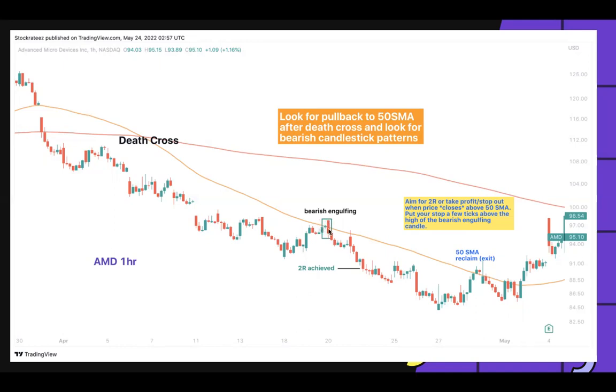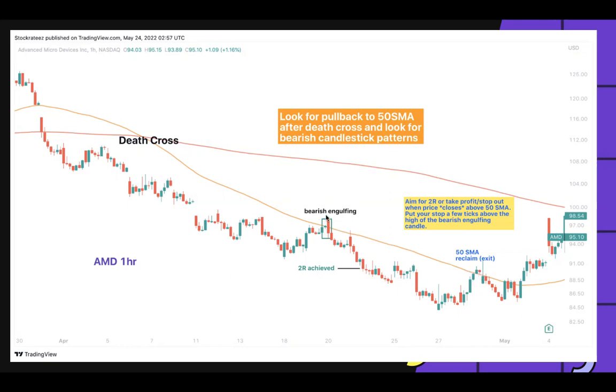So we got a bearish engulfing candle right here. So that is our short opportunity. So don't short the death cross as soon as it happens. Wait for some kind of pullback to the 50 SMA. And then you can aim for 2R, or you can use a technique where you ride the 50 SMA. It's up to you. I think as a new trader, 2R is probably easier because you're not going to have the patience to hold through all this.